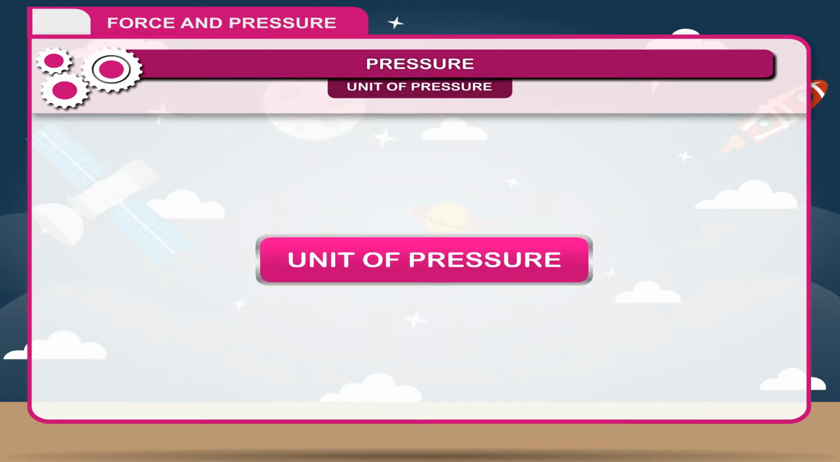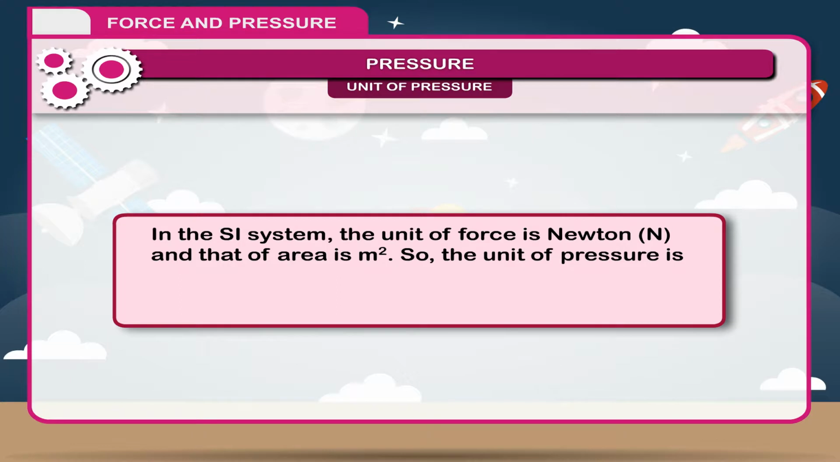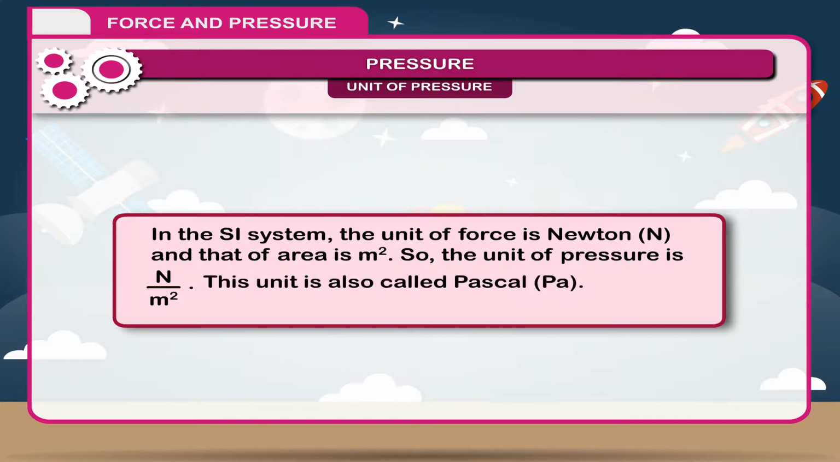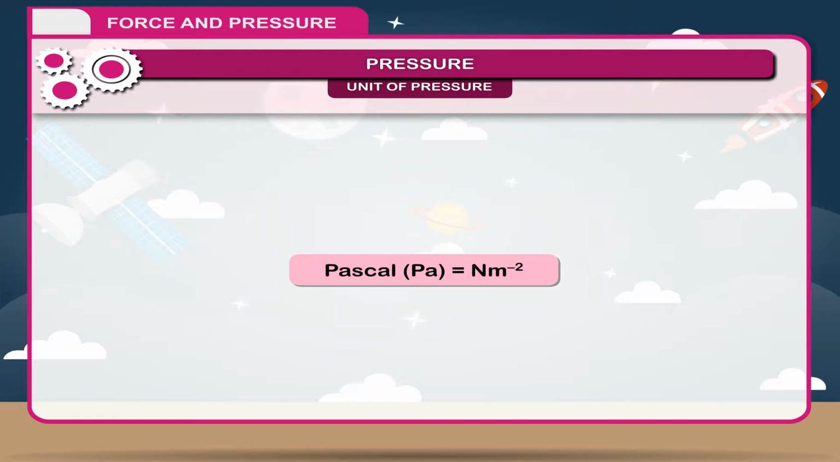Unit of pressure. Pressure is equal to thrust divided by area. In the SI system, the unit of force is Newton, N, and that of area is meter square. So, the unit of pressure is N divided by m². This unit is also called Pascal, Pa. Pascal, Pa is equal to N m^-2.